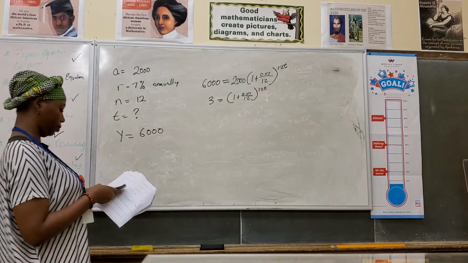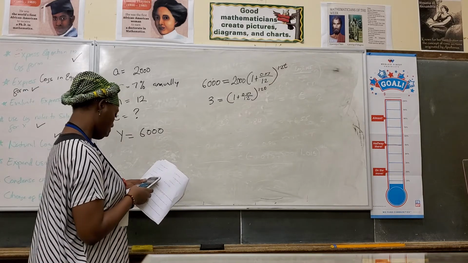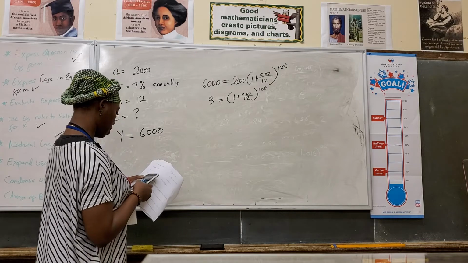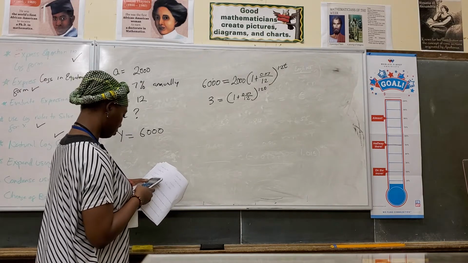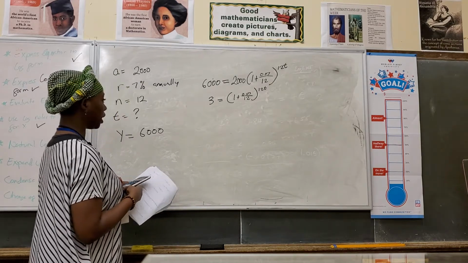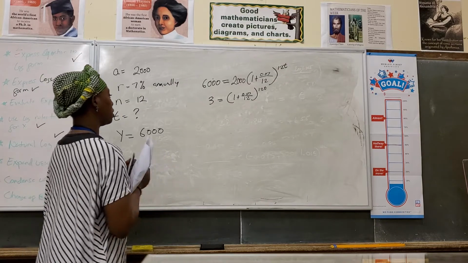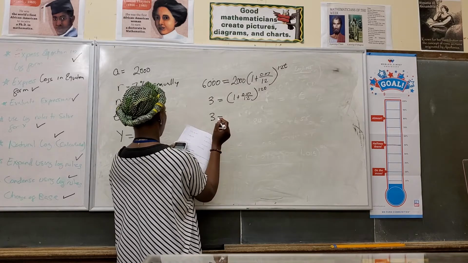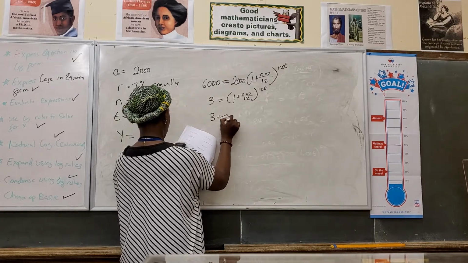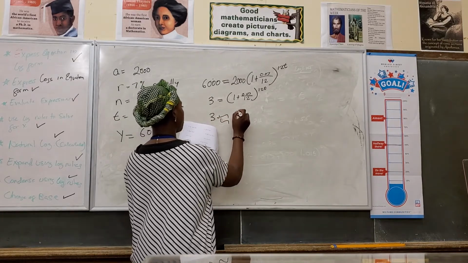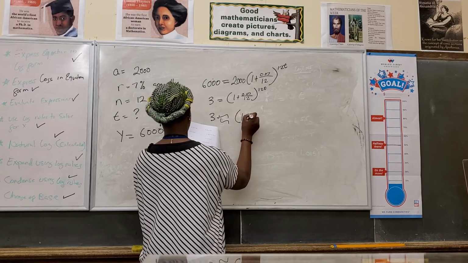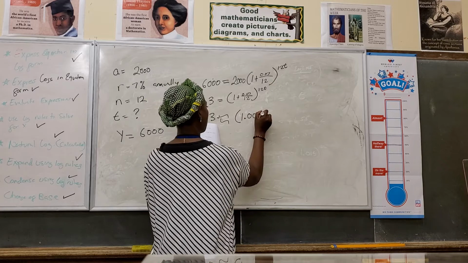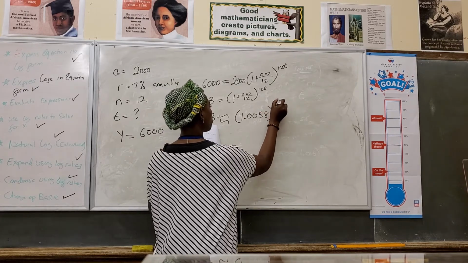Divide by 2,000, so I have 3 is equal to 1 plus 0.07 over 12 raised to the power of 12t. Then I actually do inside the parentheses. So I say 1 plus, in parentheses, 0.07 divided by 12, and I get a number. So it says 3 is equal to, and I'm going to approximate, even though if you can find a way not to approximate, even better. If you have to approximate, use at least 4 decimal places: 1.0058 raised to the power of 12t.